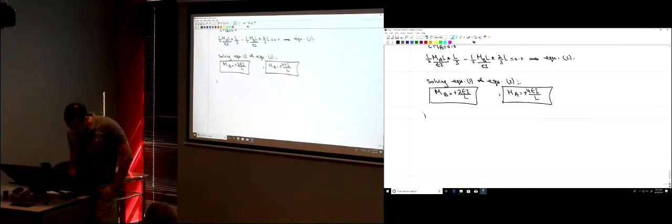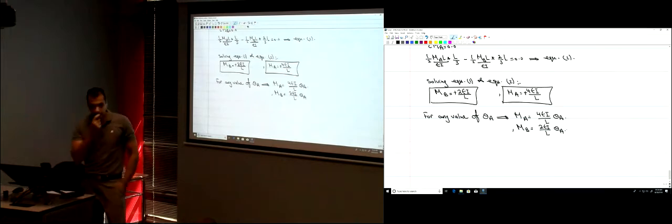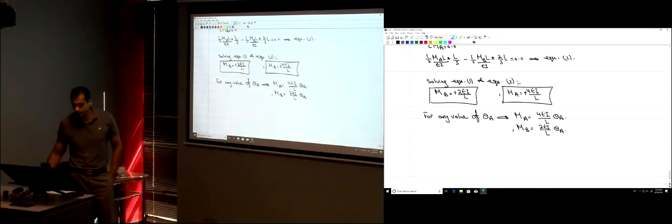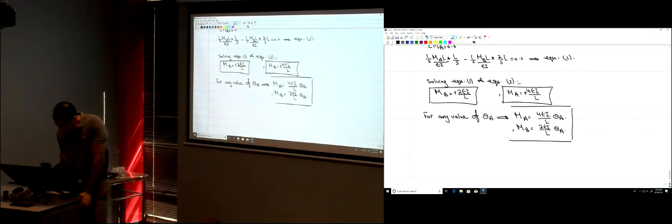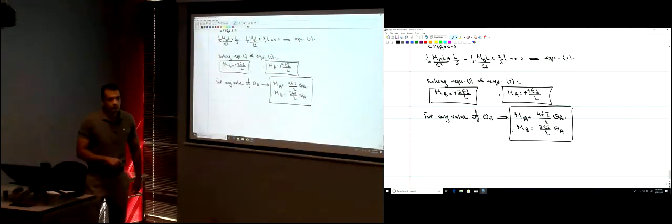So for any value of theta A, MA would be 4EI over L theta A, and MB would be 2EI over L theta A. Okay? That's a very, very important relation that we just derived. Okay?